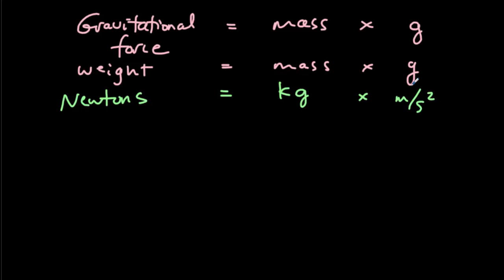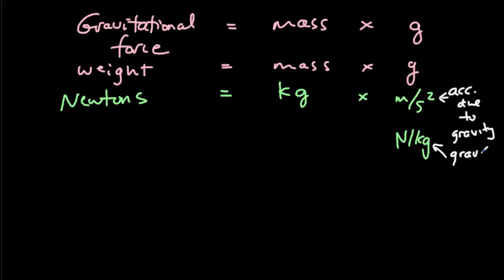But sometimes this g gets another name. So it really goes by two names. When we talk about it in meters per second squared, that would be the acceleration due to gravity. But a meter per second squared is equivalent to a newton per kilogram. And when we write it as a newton per kilogram, we give it a different name. We actually call it the gravitational field strength.